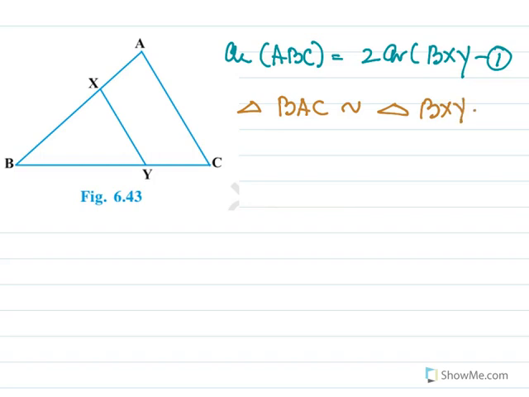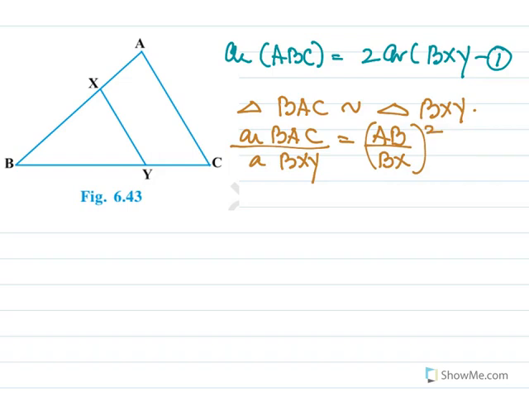Now if they're similar, we can say area of BAC over area of BXY will be equal to XB over AB the whole square. That's a property we have learned. So equal to AB over BX the whole square. This is the property we have learned: the ratio of the areas equals the ratio of their sides squared.